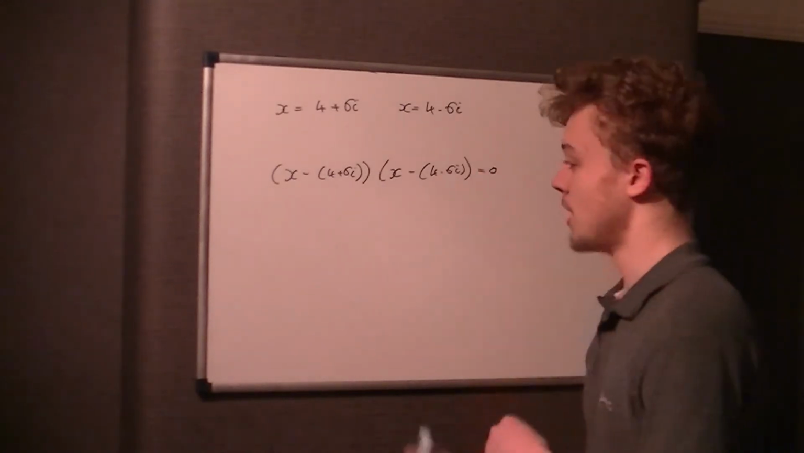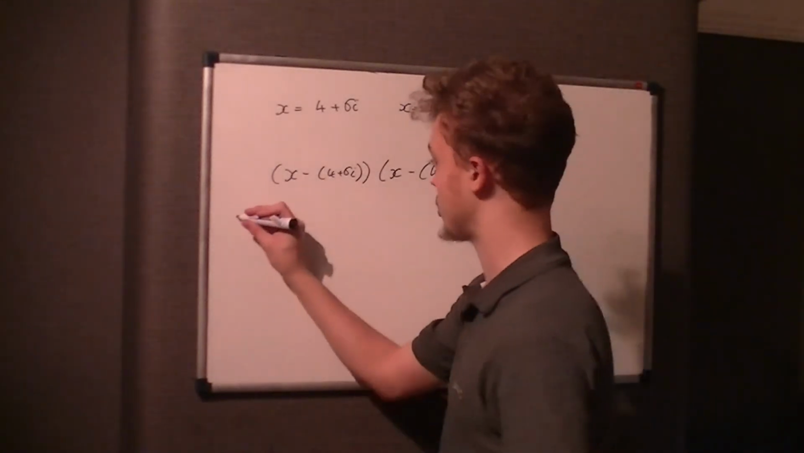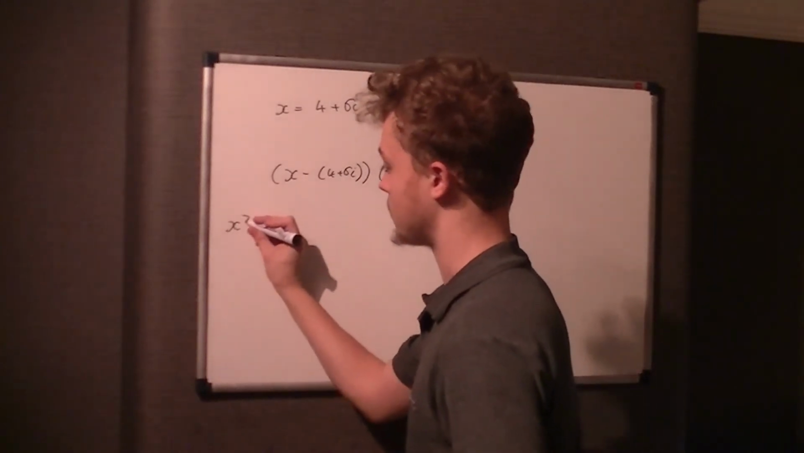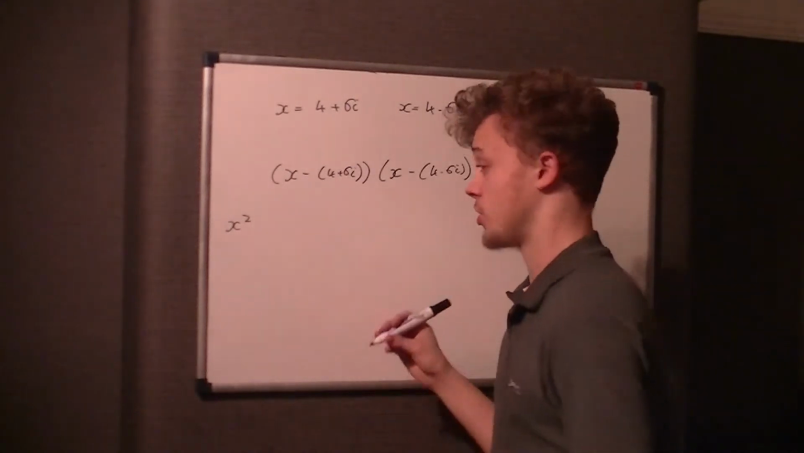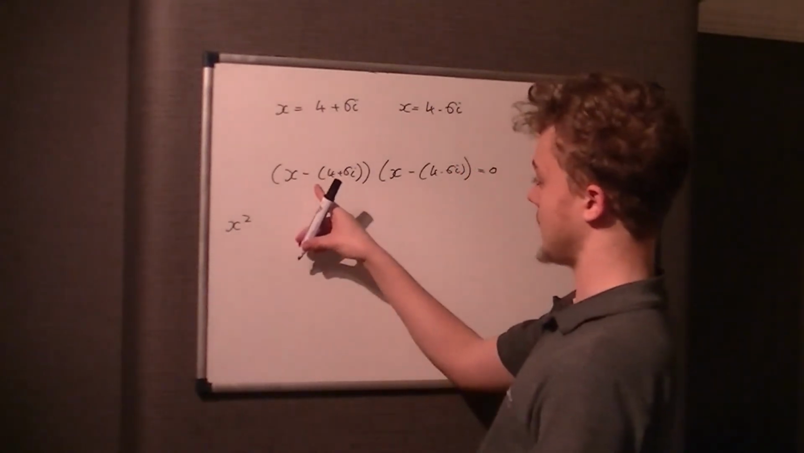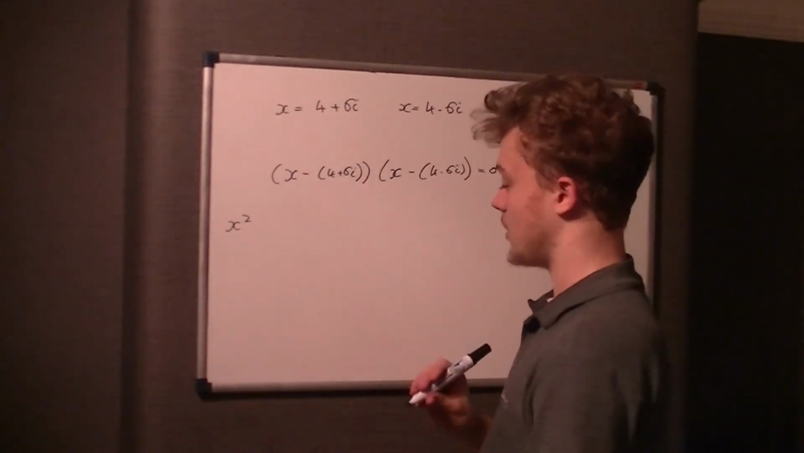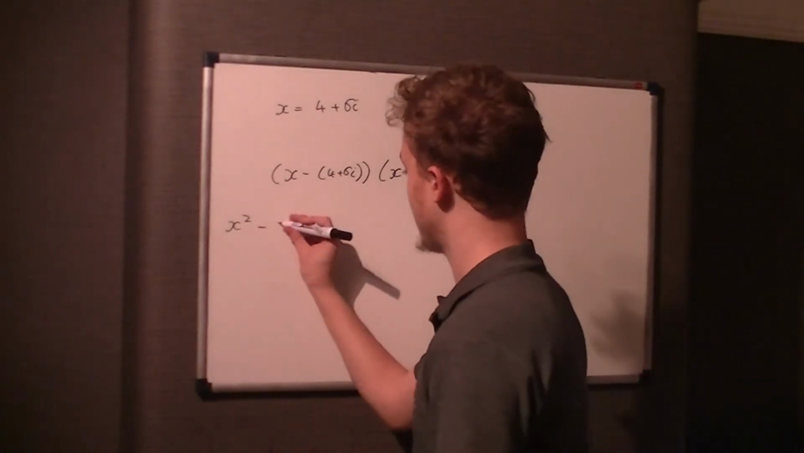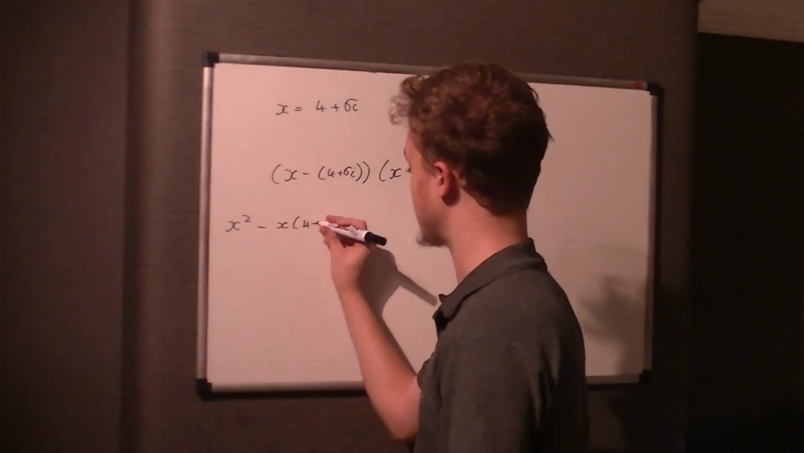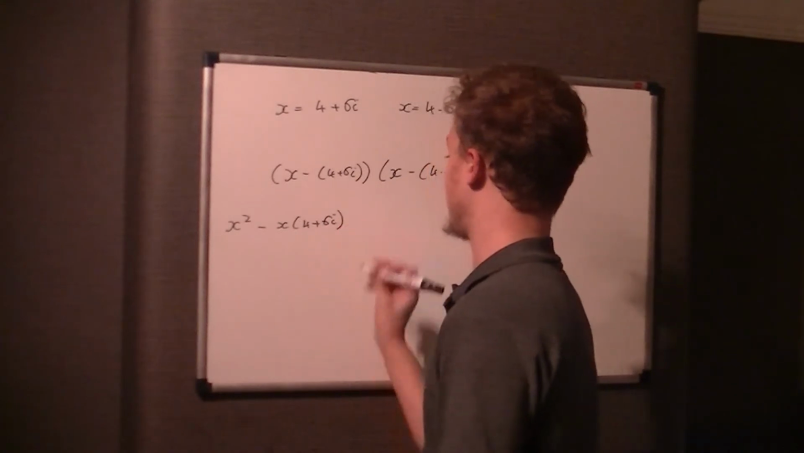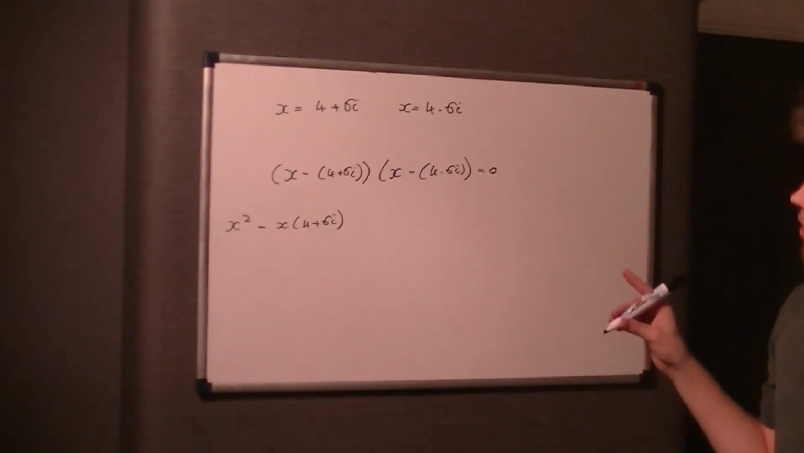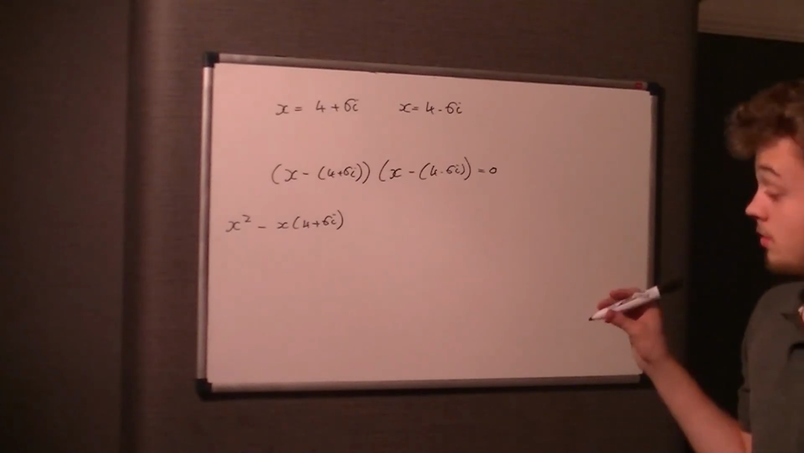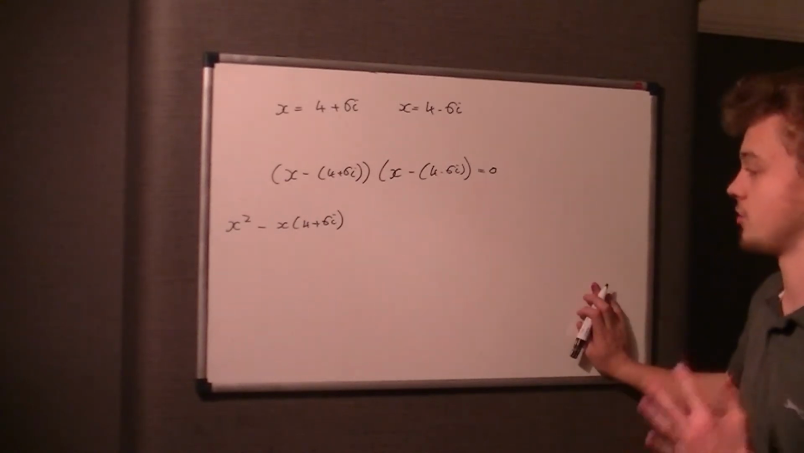Obviously that equals 0. So then we just do the simple expansion. That will give us x squared, and it depends which order you expand it in. So I'll do negative 4 plus 6i times x, so that's negative x brackets 4 plus 6i. Okay, and then, sorry, I always do it this way, I always muck it up.